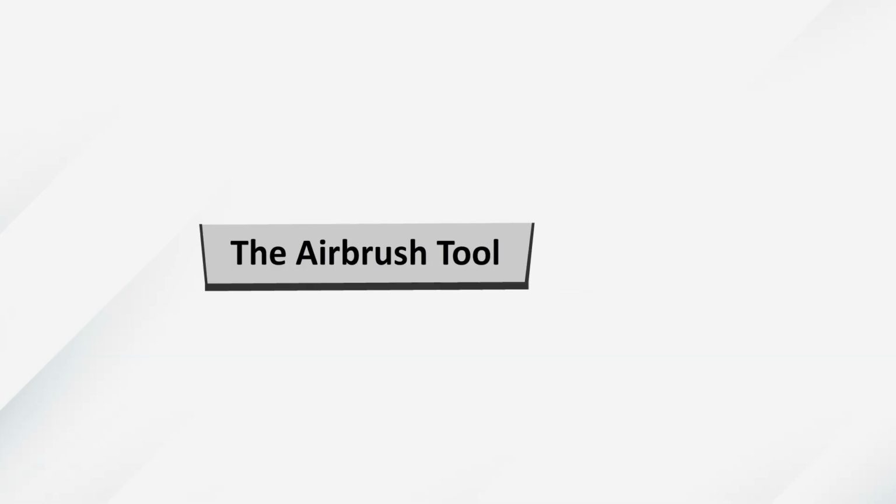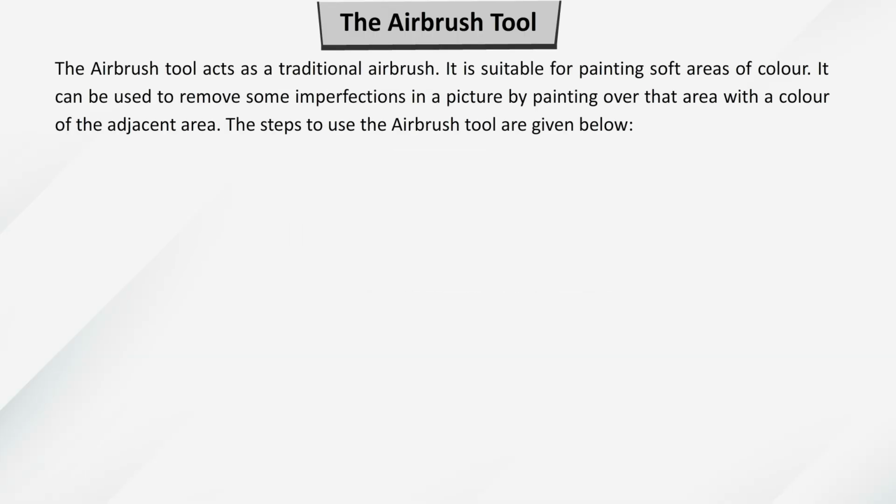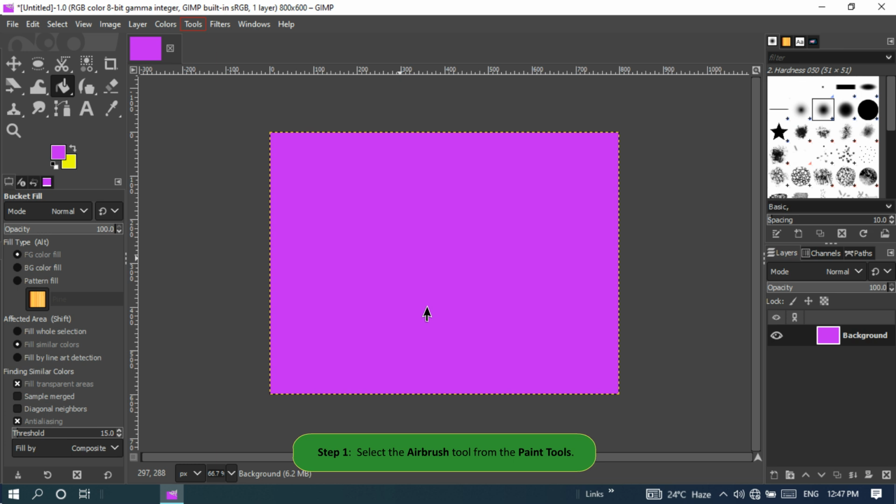The airbrush tool. The airbrush tool acts as a traditional airbrush. It is suitable for painting soft areas of color. It can be used to remove some imperfections in a picture by painting over that area with a color of the adjacent area. The steps to use the airbrush tool are given below.